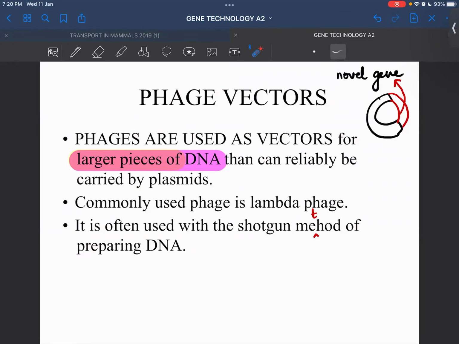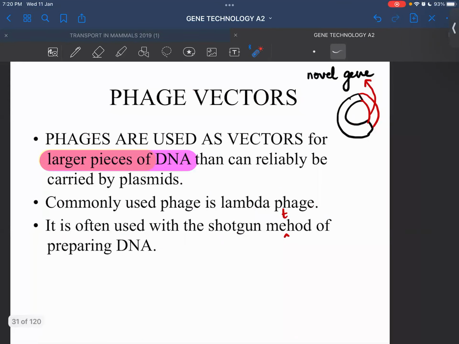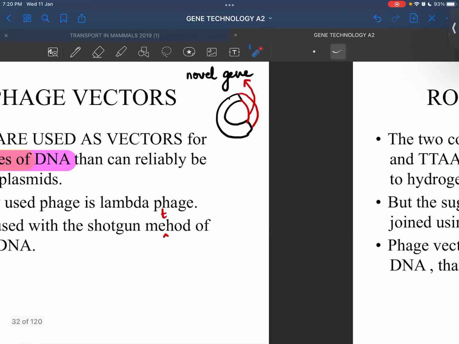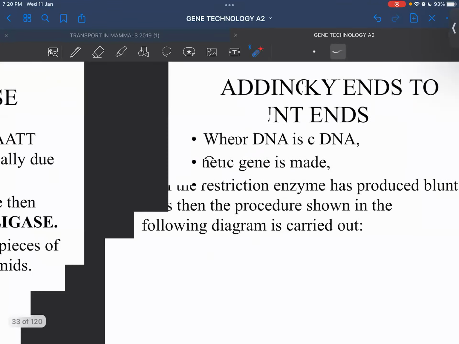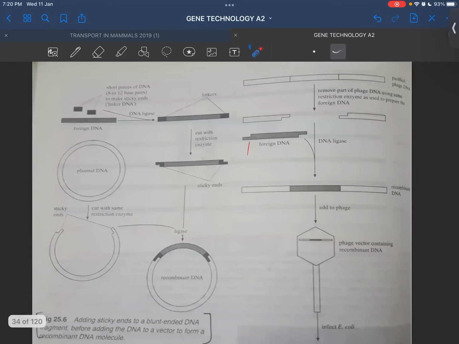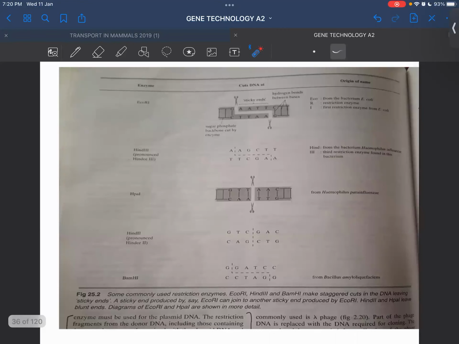Which will allow the vector to multiply. A plasmid vector is used.